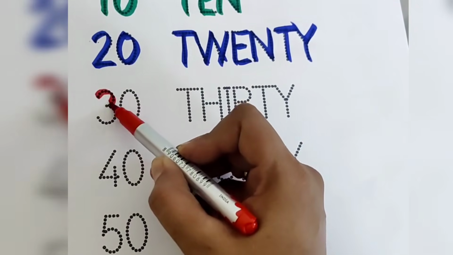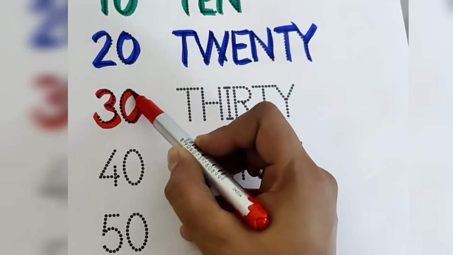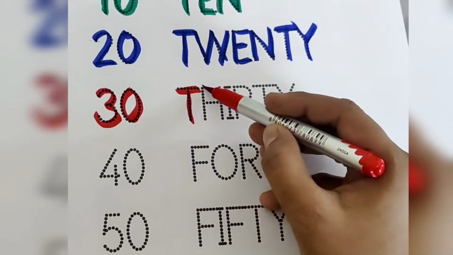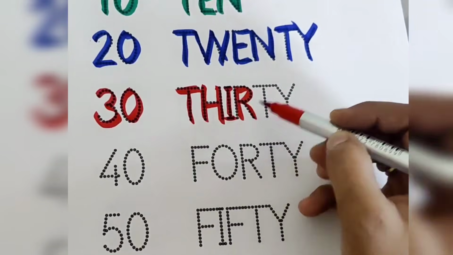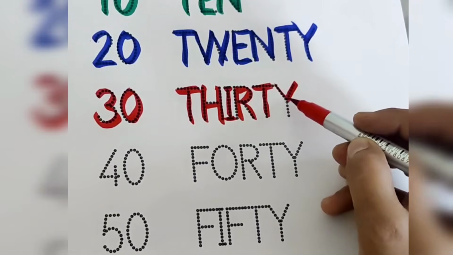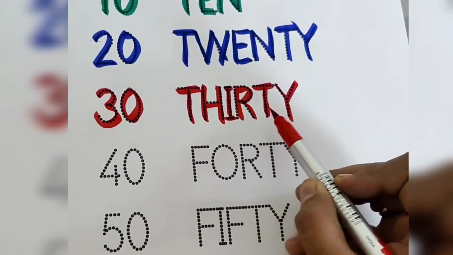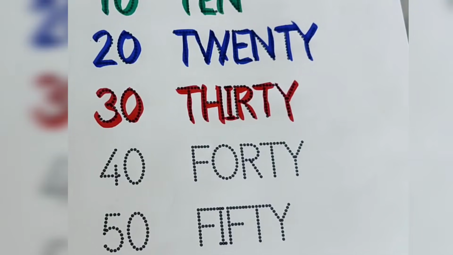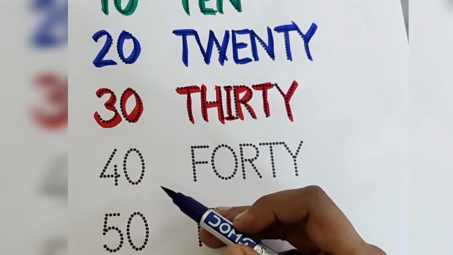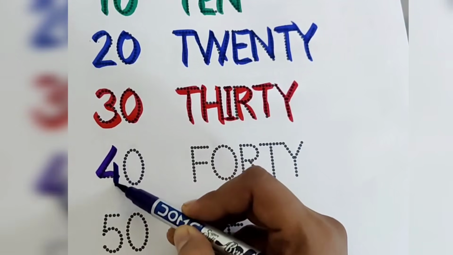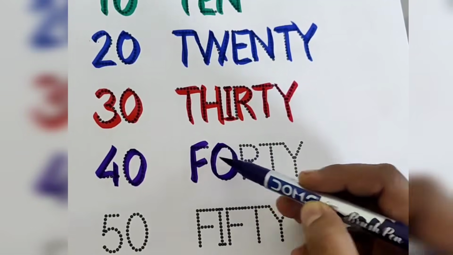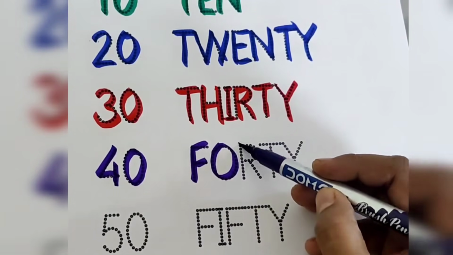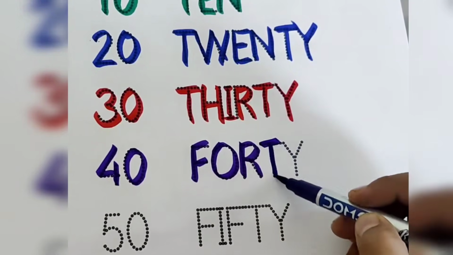Then comes number 30. 3, 0, 30. T, H, I, R, T, Y, 30. Then comes 40. 40. F, O, R, T, Y, 40.